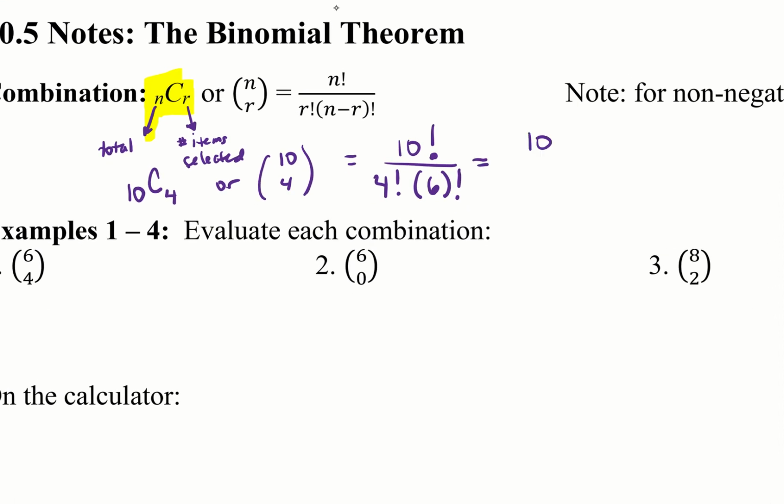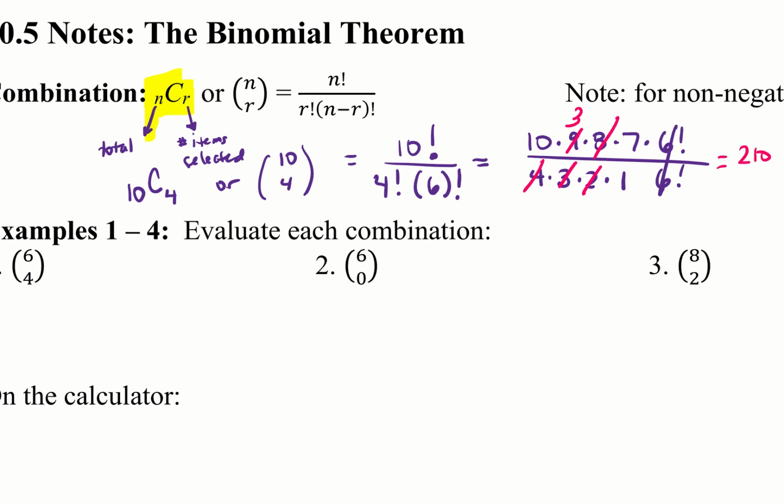And the nice thing is, of course, 10 factorial could be written out as 10 times 9 times 8 times 7 times 6 factorial. That 6 factorial would cancel out on the denominator. And then 4 factorial is 4 times 3 times 2 times 1, which is a little bit easier to calculate out because we have 4 times 2 is really 8, which divides out with that one. 9 divides by 3 to 3, and we end up with 10 times 3 times 7, which is 30 times 7, or 210.